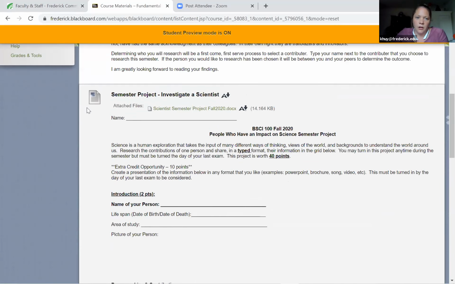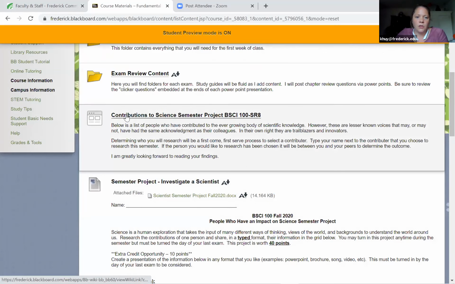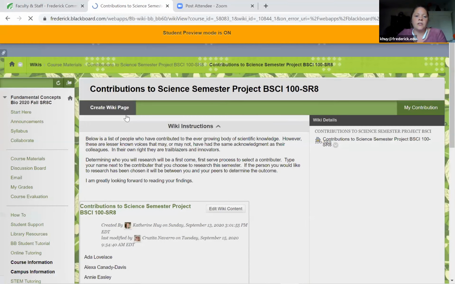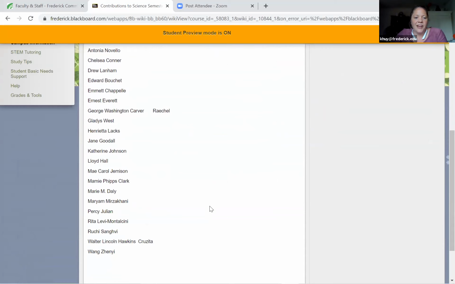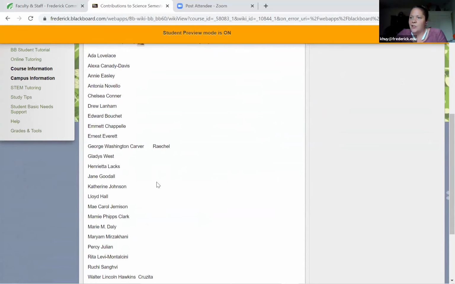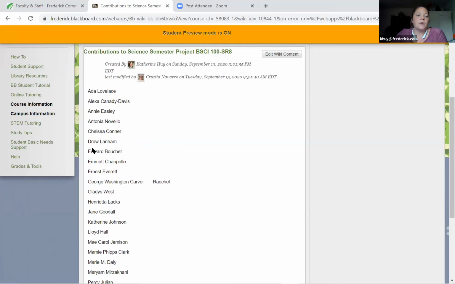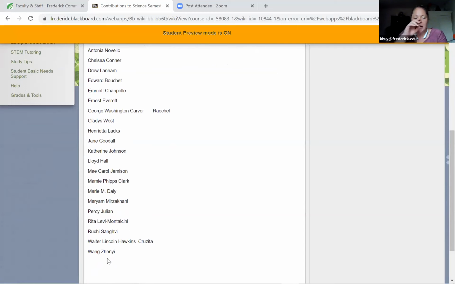So where are all of these contributors to look at? They're here in this wiki. So, all right, we've already got two. Yes, I've already found this, so you're good to go. So go ahead and you can look through these folks and see if there's anyone that speaks to you, and you get started. And again, you can't choose somebody that has already been selected.